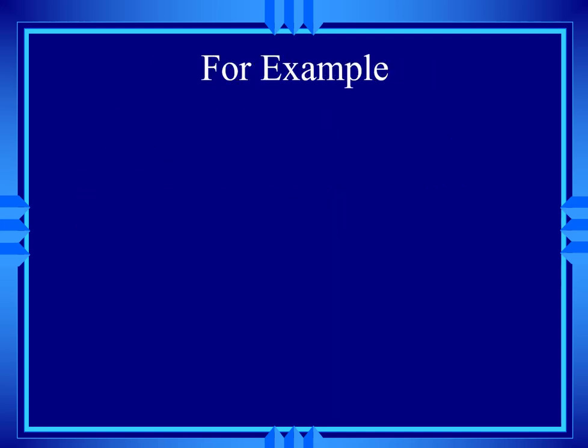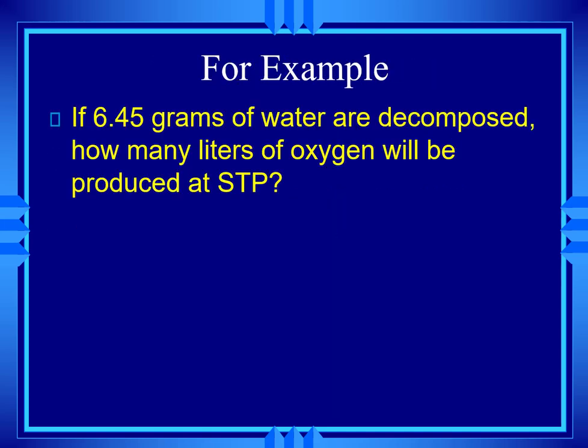And if 6.45 grams of water are decomposed, how many liters of oxygen will be produced at STP? So that 22.42 liters is 1 mole. That's our conversion factor. So it's actually easier than what we did yesterday, because you don't have to figure out the number on top. If it's liters, it's 22.42.